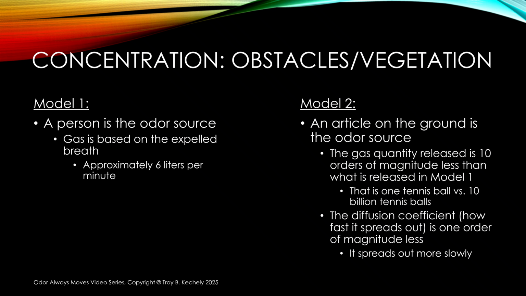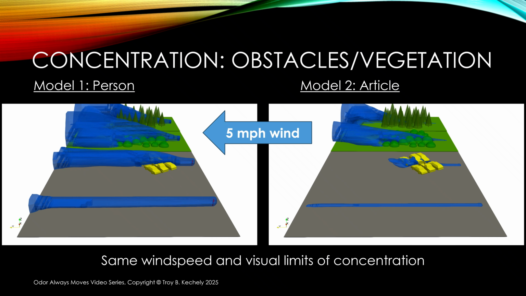But the other thing that's changed is that the diffusion coefficient, how fast it spreads out, is 1 order of magnitude less. That means it spreads out more slowly, and that actually helps it maintain concentration even though there's much less gas being emitted. So just to give a quick understanding, this is going to be the model. Don't worry, we're going to see the animation in just a second. I just wanted to explain this.